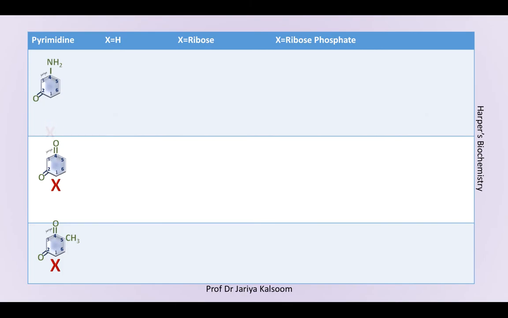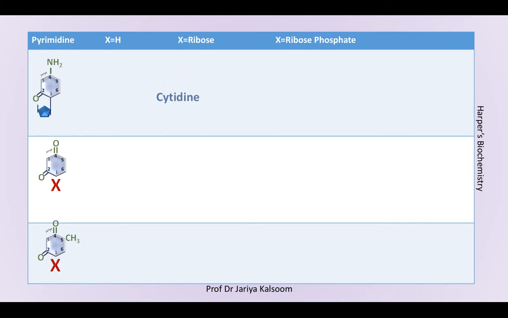Now here we can see that the group attached to the nitrogen at the first position in the pyrimidine ring dictates its fate. Here it is represented by X. If hydrogen is attached to the nitrogen on carbon 1 of the pyrimidine ring containing an amide group on carbon 4 and an oxygen at carbon number 2, it is cytosine.